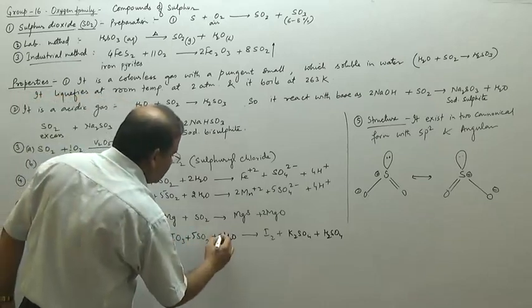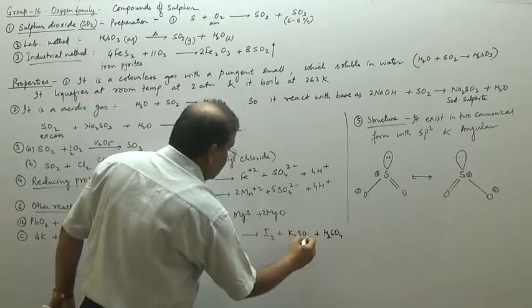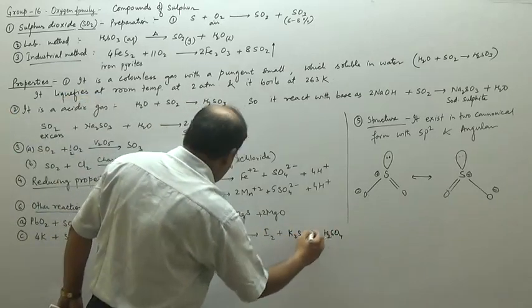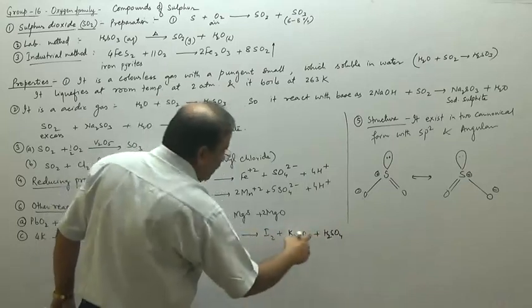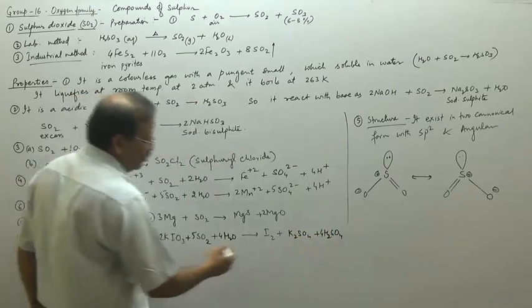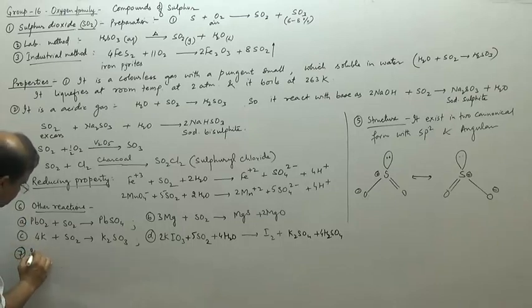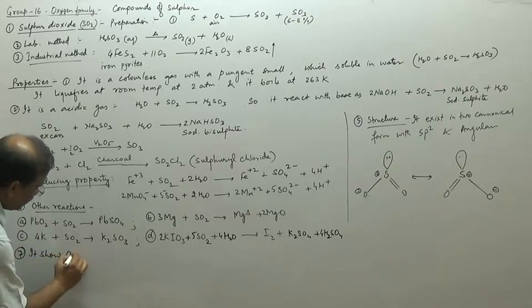We can balance it by redox reactions, so I'll get 5 SO3, that is 1 sulfate is there. So we can write H2SO4, so we'll get 4 sulfate will be there and 1 K2SO4. So we'll get like this. That is how the other reactions are. It shows oxidizing properties like this.